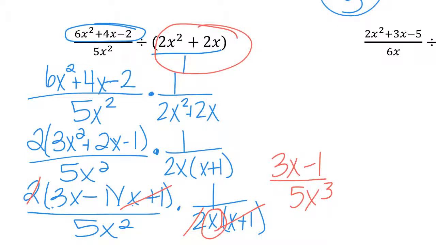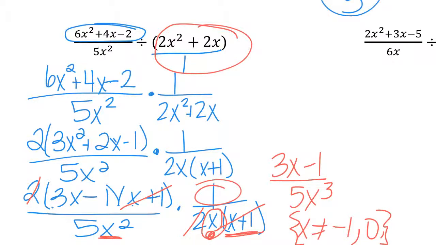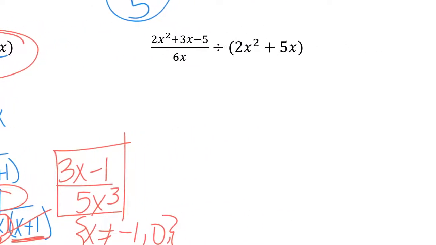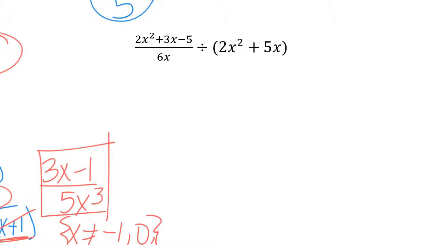And then I have to look at this whole fraction. What can x not equal? X cannot equal negative 1, 0 for this x, and 0 for this x. So x cannot equal negative 1 and 0. I don't have to worry about the 1 on top because there's no variable. That's my final answer. All right, last problem, guys. Pause it, do it.